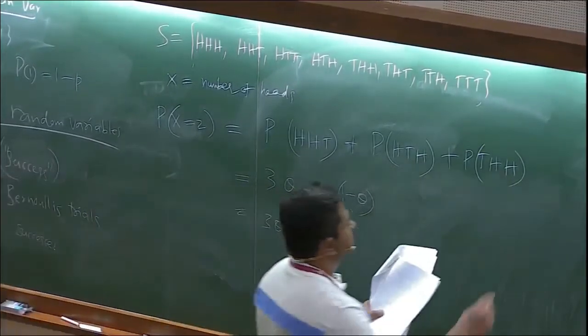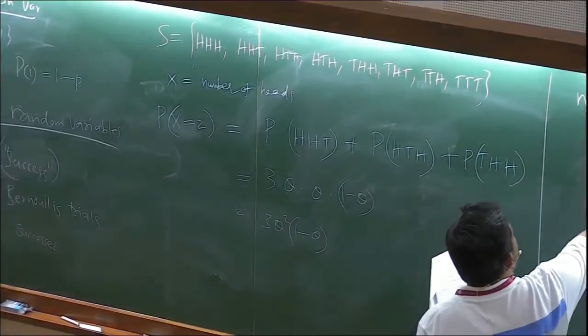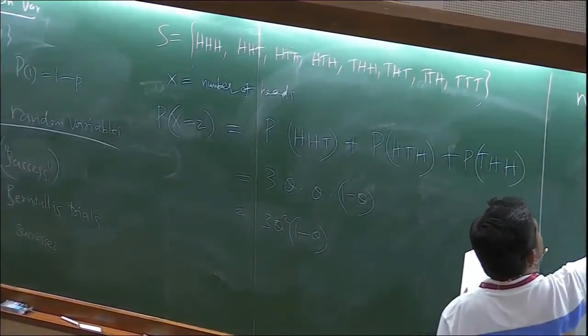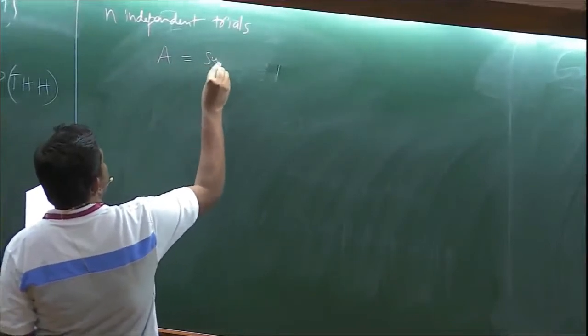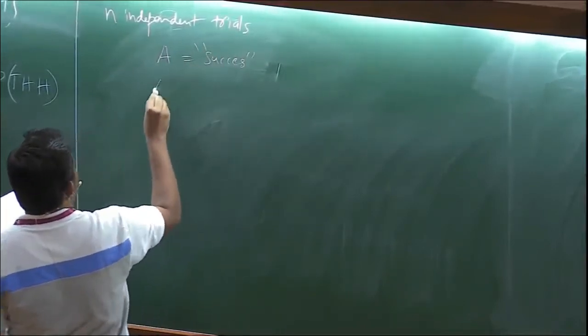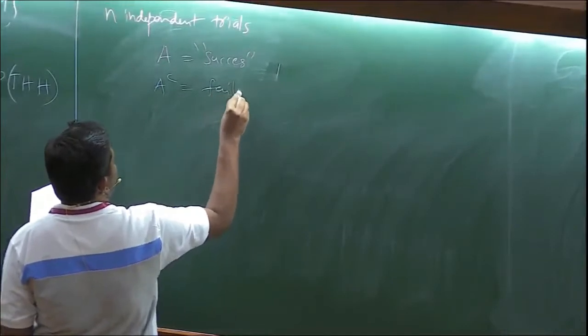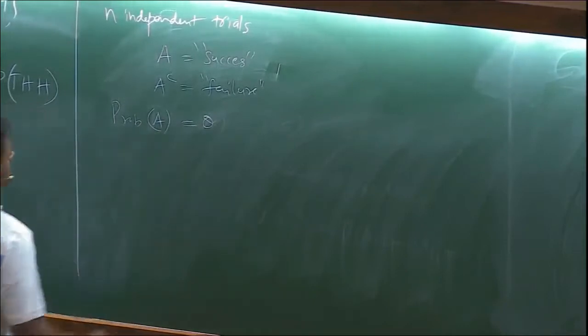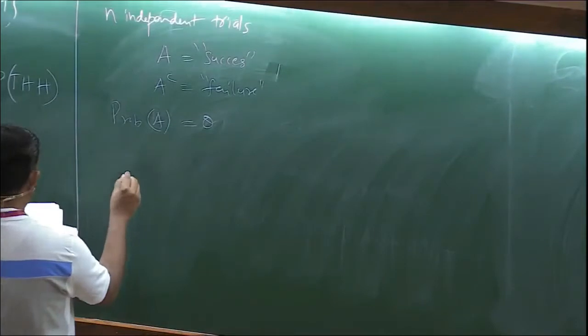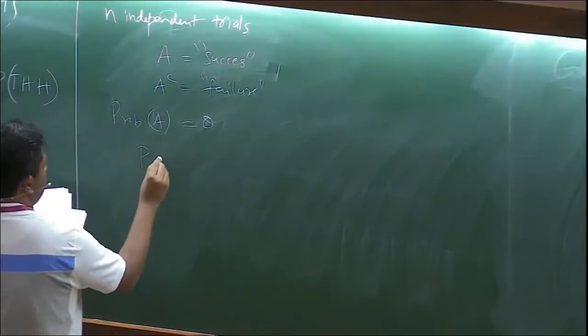Generalize this and ask for the following. So I have n independent trials. And if I get some event A, that is a success, and if I get A's complement, I call it a failure. And in each trial, the probability of success is, say, theta. And you want to find out the probability that there are X successes.